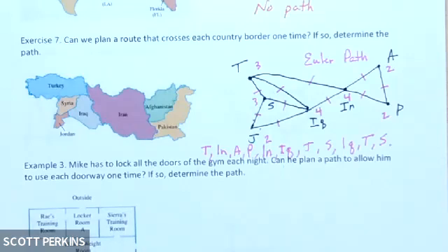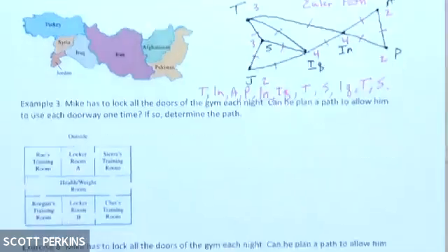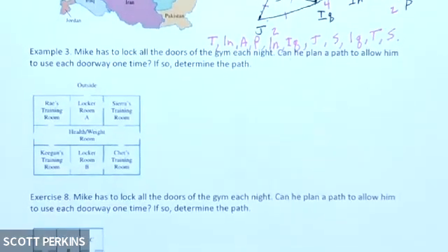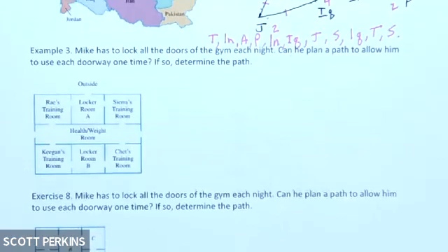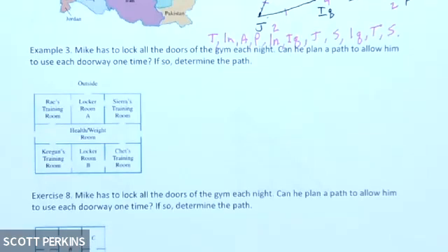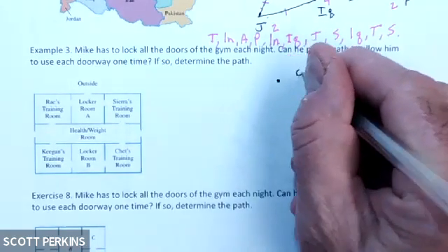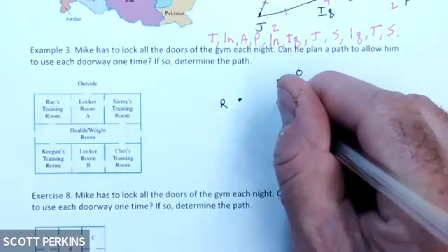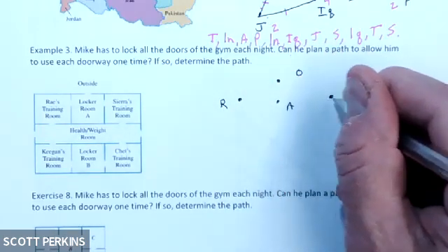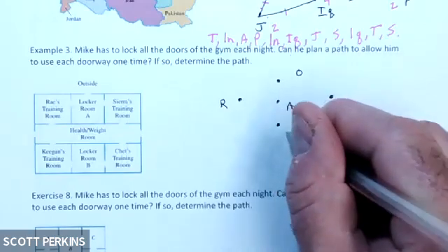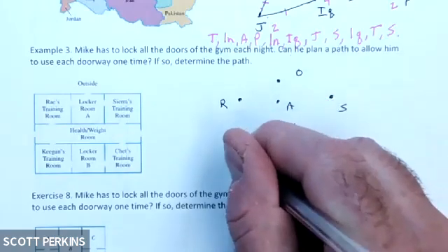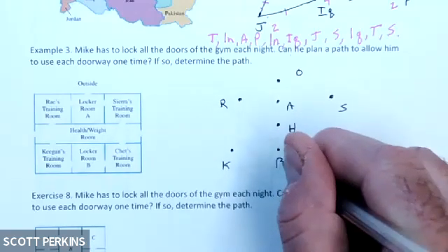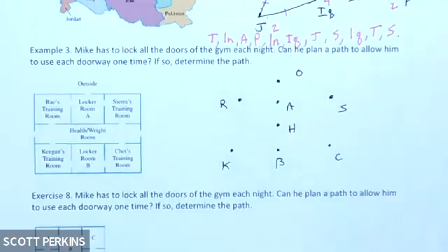All right, so this is my last example for the day, and then I just got some problems for you to finish up. This is another graph. We made the graph that represented this gym when we were together last time. So again, I'm going to redraw that. I've got the outside up here, and then I've got Ray's room, and then I've got locker room A, and then Sierra's room, and then the health and weight room, and then Keegan's room, and then locker room B, and finally Chet's room.